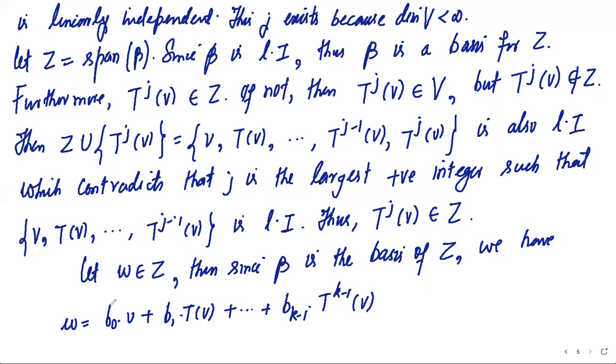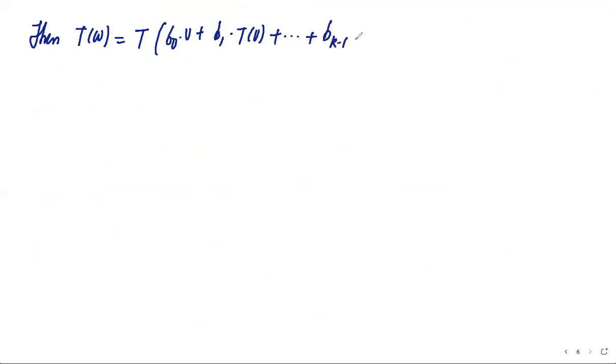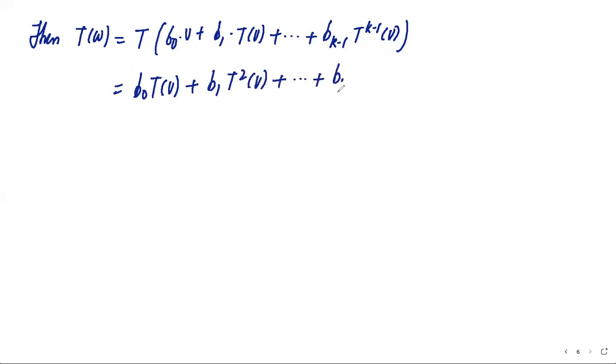Now on this element W, which is an element of Z, we will apply the linear transformation T. So then T of W is equal to T of B0 of V plus B1 T of V plus so on, Bk minus 1 T^(k-1) of V. But now since T is a linear transformation, this can be written as B0 T of V, then B1 T of V, which can be written as T square of V, and then so on, Bk minus 1 T of T^(k-1) V, which is T of T^k of V.